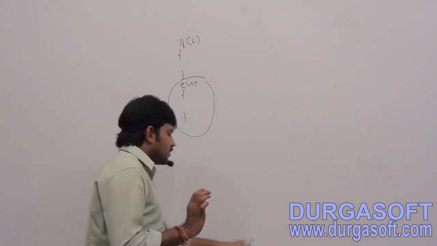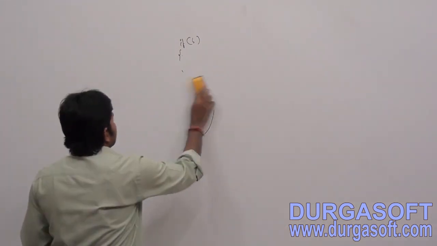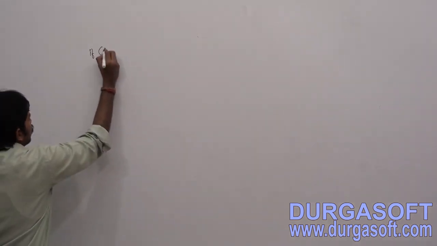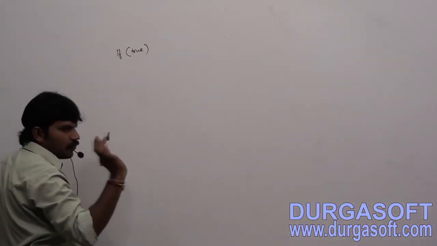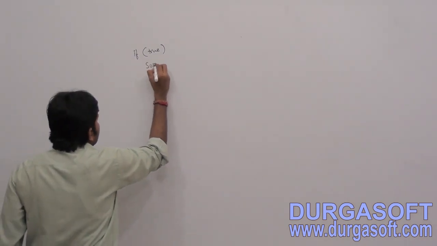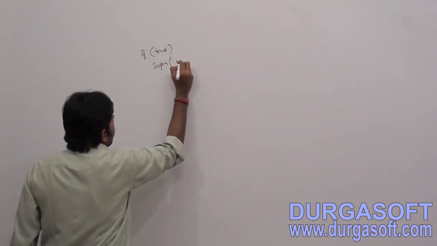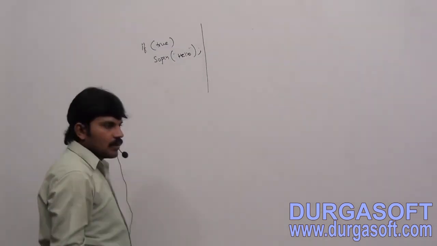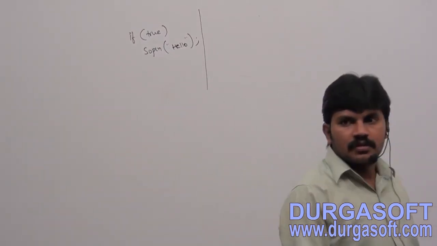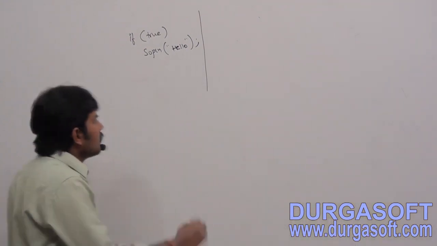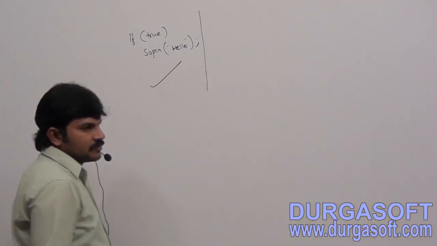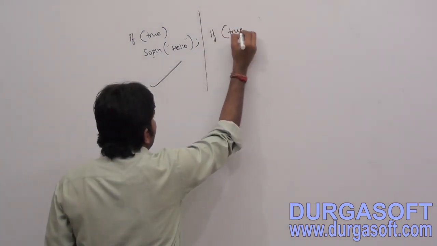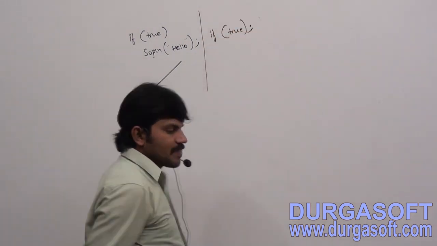Here only a twist is there. Take special care. Sir, I am taking if of true, without curly braces, System.out.println of hello. Valid or not? Don't think too much. Valid or invalid? Valid. Happily, what is the output we are going to get? Hello is the answer.